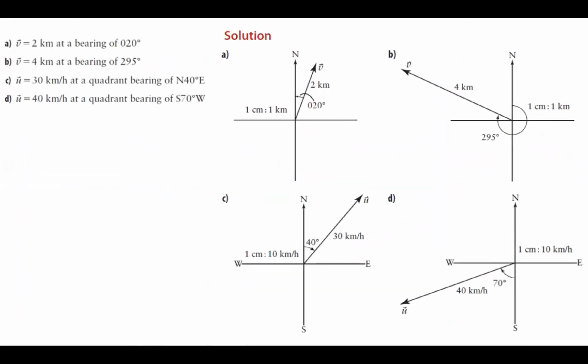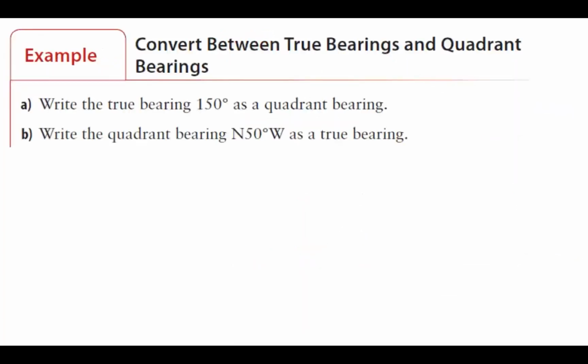Okay, any questions? All right, no questions. Let's have a look at another example. Convert between true bearings and quadrant bearings. Question A, write the true bearing 150 degrees as a quadrant bearing. And in question B, write the quadrant bearing 50 degrees west of north as a true bearing. Okay, I'll give you 5 minutes to have a look at this question.